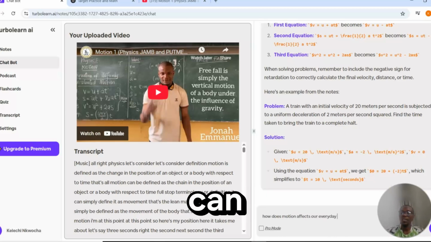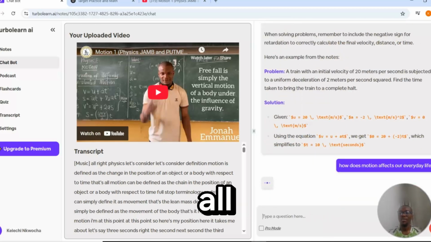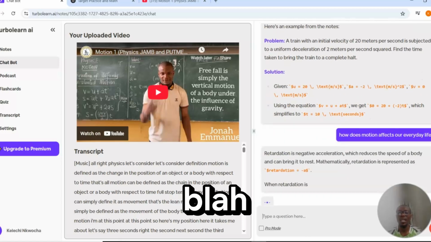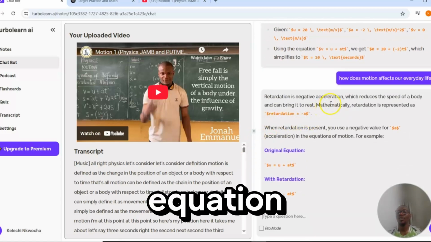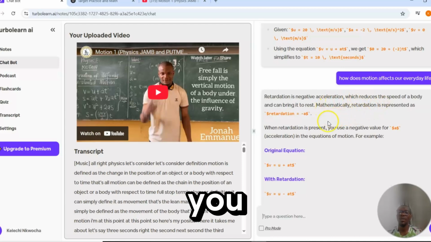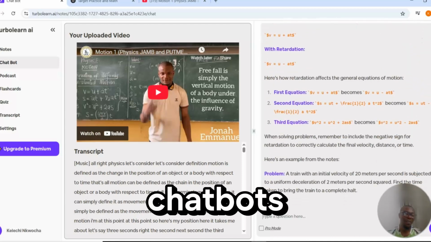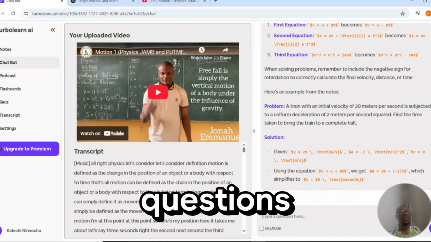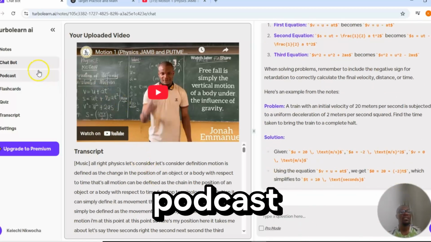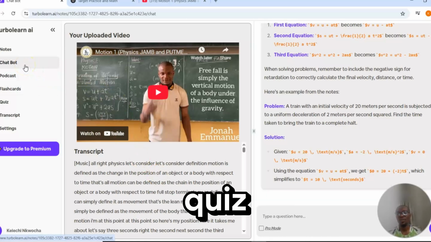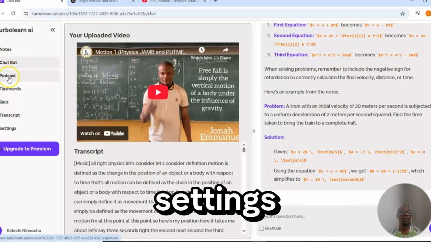Okay, so you can go on, and then it's telling you all this, which reduces the speed of a body, and then there's even an equation to how it affects you. So this is what you can do with chatbots. You can ask it questions, podcasts, flashcards, quiz, transcripts, and then you have your settings here.